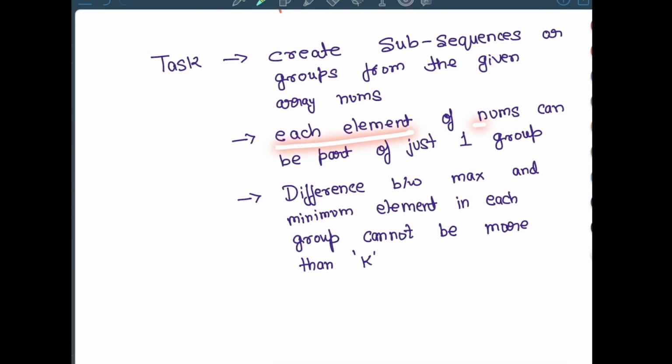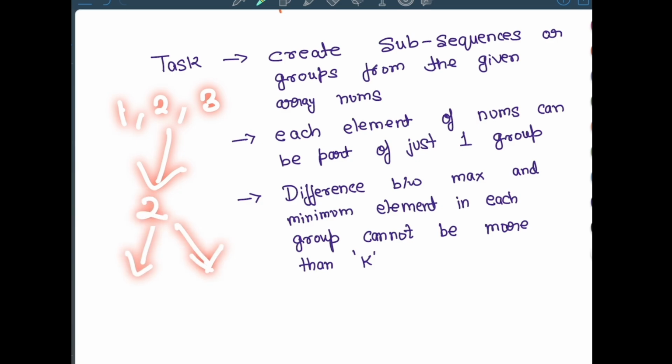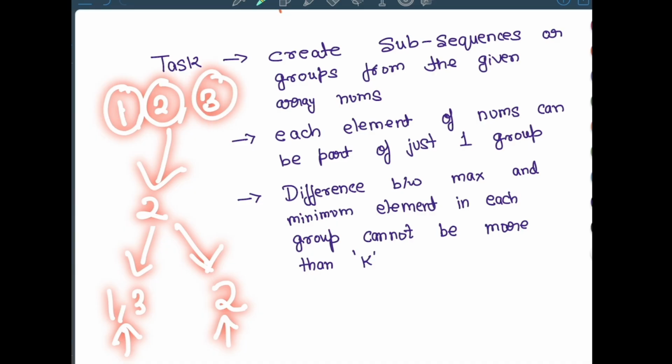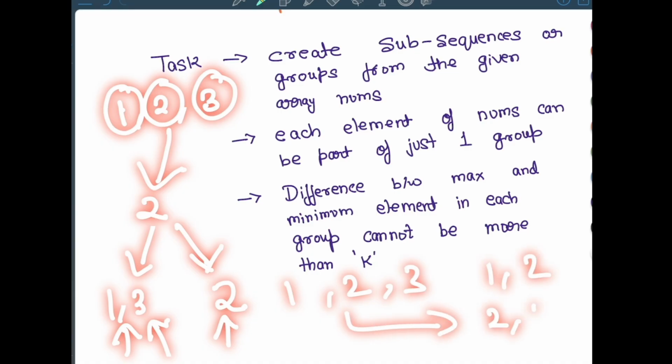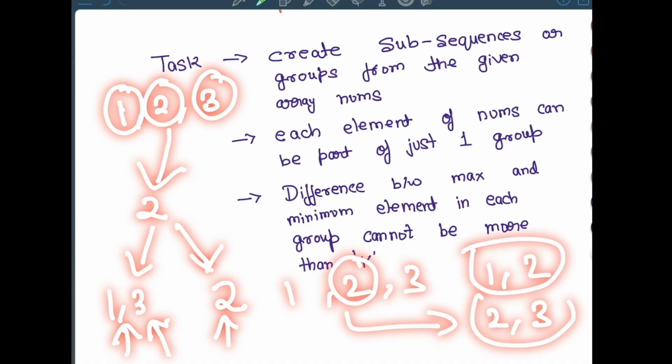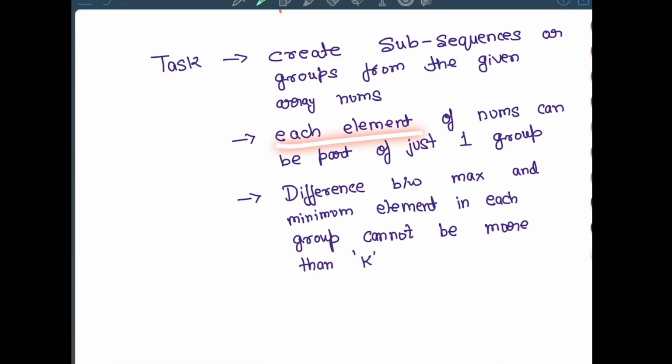Each element of the nums array can be part of just one group. For example, if the nums array is 1, 2, 3, and you want to break it into two groups or two subsequences, then one of the subsequences can be 1, 3, and the other group can be 2. You will notice that the element 1 is in just one group, the element 2 is in just one group, and the element 3 is in just one group. You cannot create groups like 1, 2 and 2, 3, because this 2 cannot be in two different groups. That's the second point here: each element of the given array nums can be part of just one group.